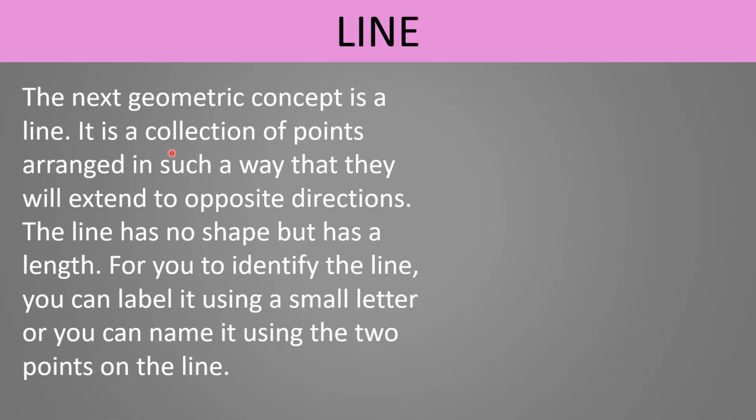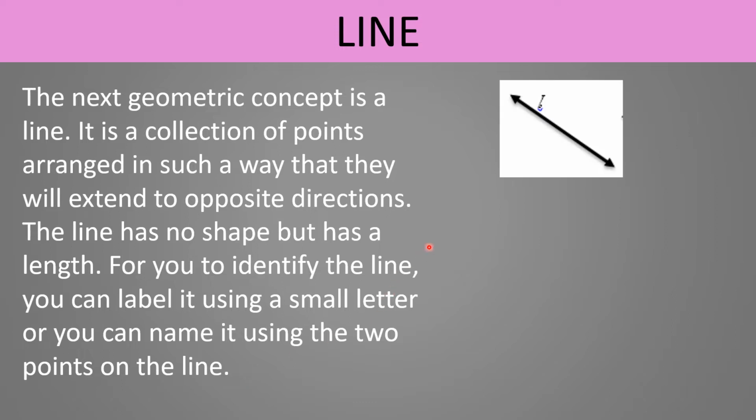Let's have line. So what is a line? The next geometric concept is a line. It is a collection of points arranged in such a way that they extend in opposite directions. The line has no shape but has a length. To identify a line, you can label it using a small letter or name it using two points on the line.